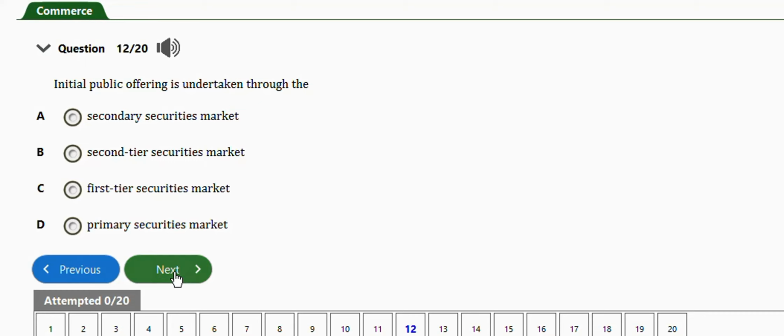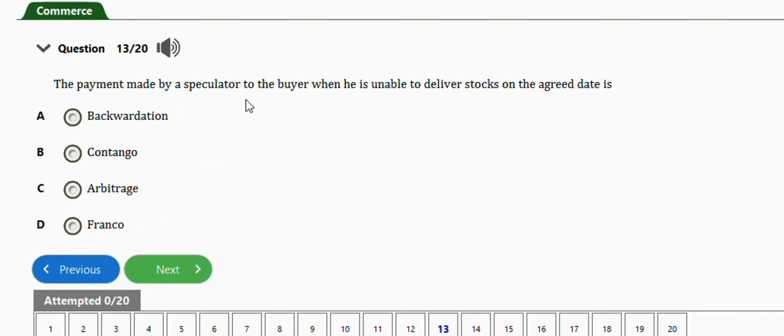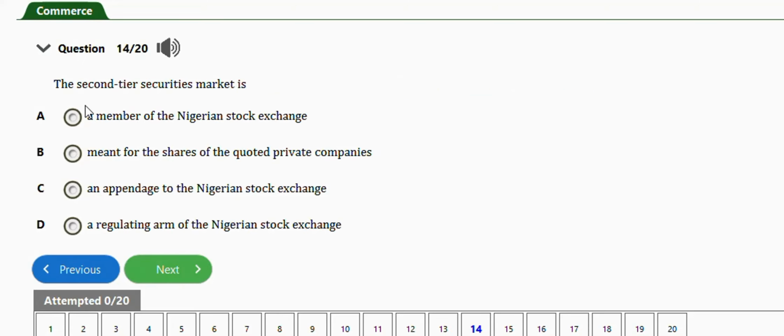Very important. Next question. The payment made by a speculator to the buyer when he is unable to deliver stock on the agreed date is... The right answer is option A, backwardation. Next question. The second tier security market is a member of the Nigerian Stock Exchange meant for the shares of quoted private companies, or an appendage to the Nigerian Stock Exchange, the regulating arm of the Nigerian Stock Exchange. The right answer is option C, an appendage to the Nigerian Stock Exchange.